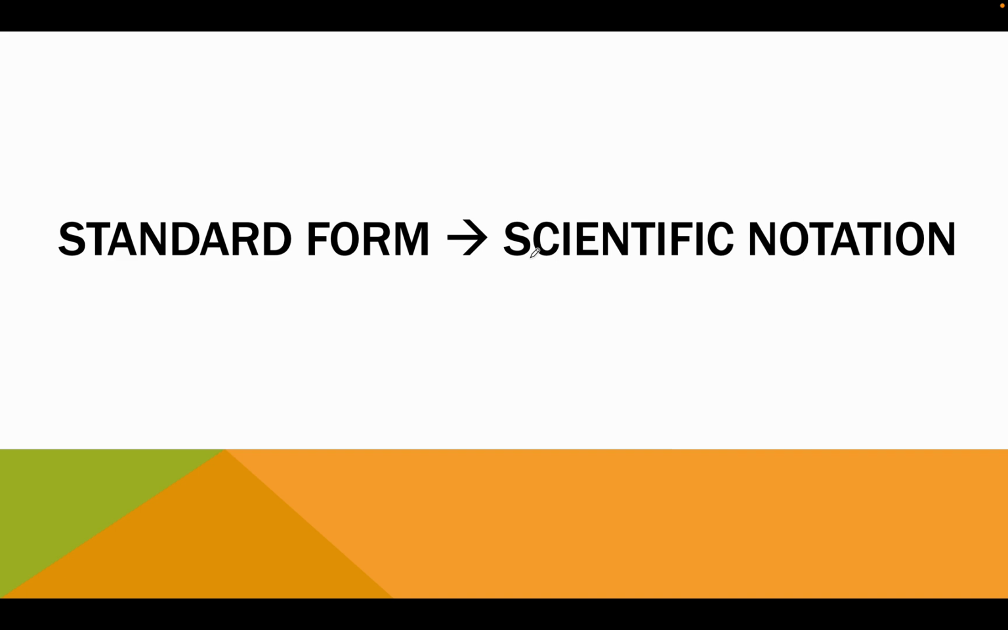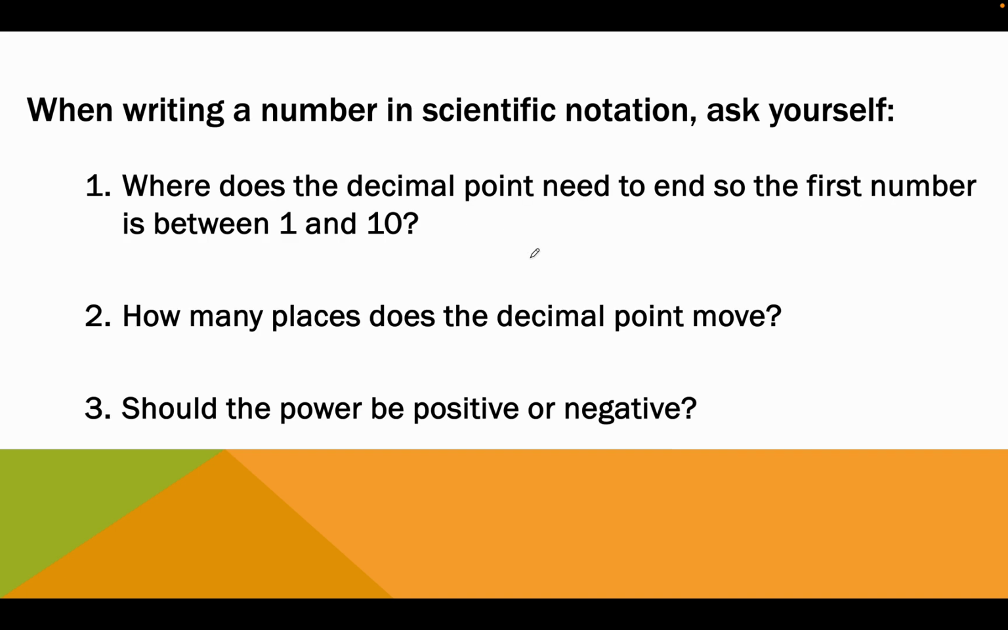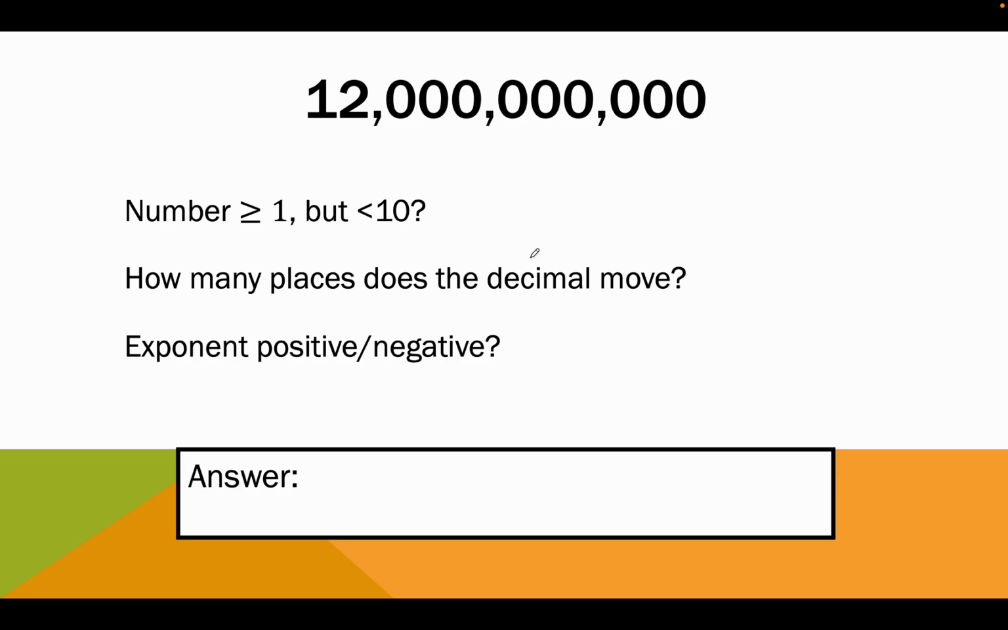Now let's go the opposite direction, standard form back to scientific notation. Here are the 3 questions you need to consider when doing that. If we start with this number, 12 billion, we need to decide where would I put the decimal so that my starting number is greater than or equal to 1 but less than 10. In this problem, it would have to go between the 1 and the 2.